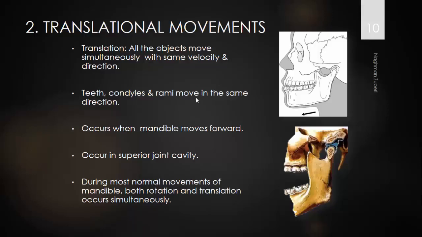Translational movements. In translation, all the objects move simultaneously with the same velocity and direction. Teeth, condyles and rami move in the same direction; this occurs when the mandible moves forward. It occurs in the superior joint cavity. During most normal movements of the mandible, both rotation and translation occur simultaneously. So now we know that translational movement occurs in the superior compartment, or superior cavity, whereas rotation occurs in the inferior cavity.